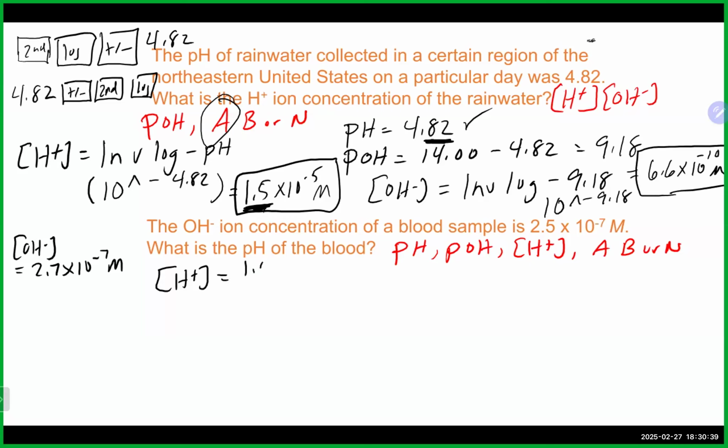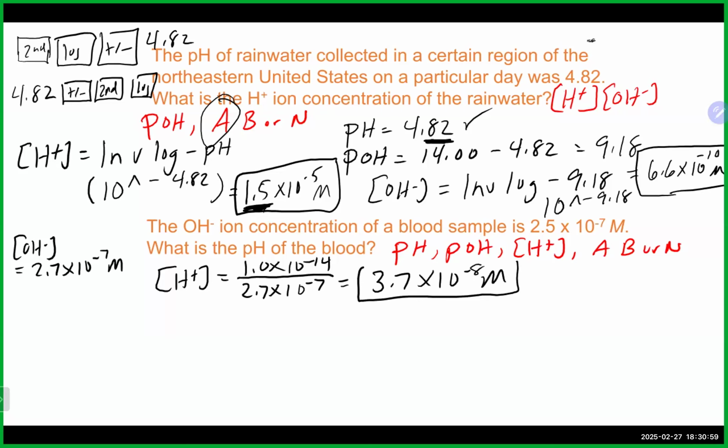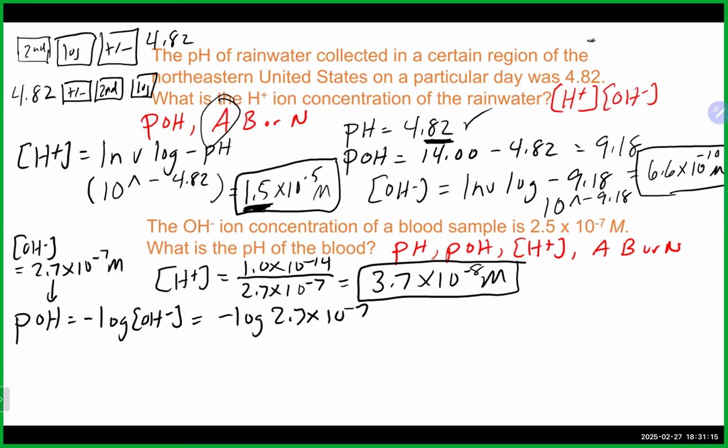So the H plus would be 1 times 10 to the minus 14 using Kw divided by 2.5 times 10 to the minus 7. And that will get us here. Looks like 3.7 times 10 to the minus 8. Again, it needs molarity there as a concentration. Now, pretty much I could just go in with each of these. So I'll go into my pOH here, which is minus the log of the OH minus concentration. Going to give me minus the log here of 2.5 times 10 to the minus 7.